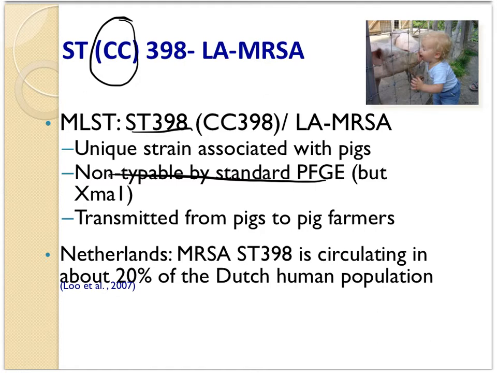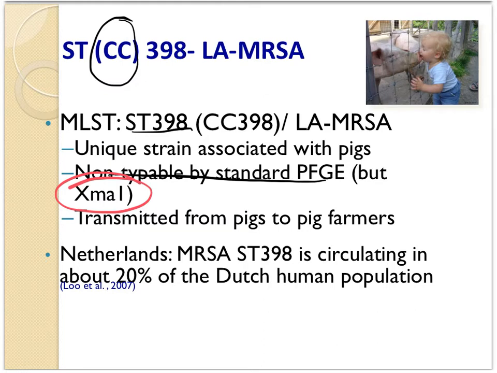Why they were not able to do it initially was that they used the classical restriction enzyme SmaI, but for this particular strain, SmaI does not cut it. XmaI, the isoschizomer with the same recognition sequence but a different way of cutting, the one I just highlighted here, can cut this strain. So you can do pulsed-field gel electrophoresis as well. And then there are others, like spa typing, which many groups do. So there are different ways of genotyping MRSA and this particular strain.